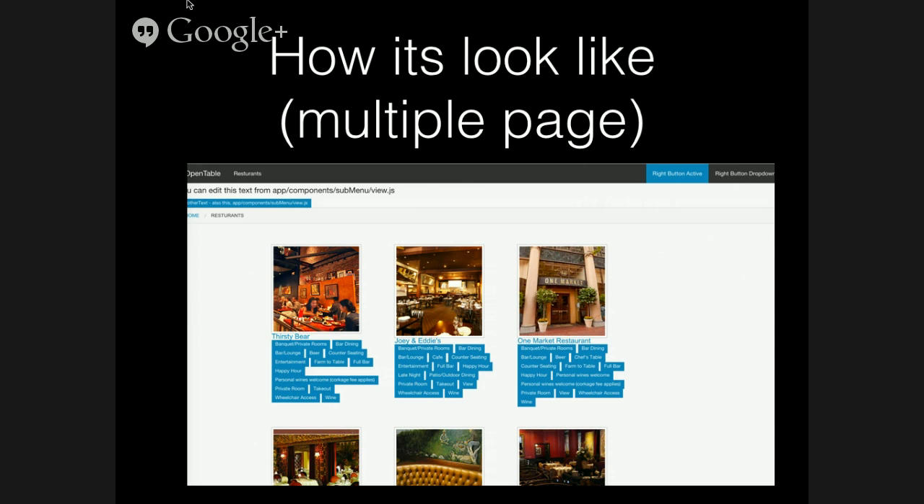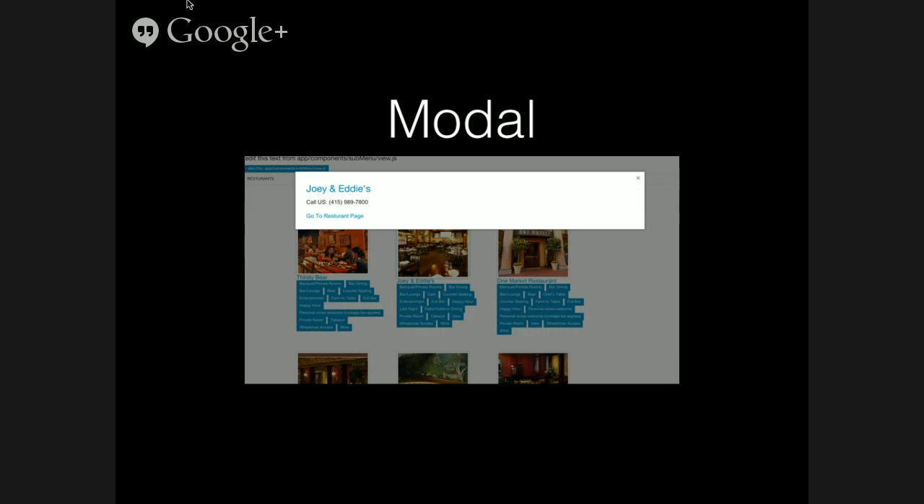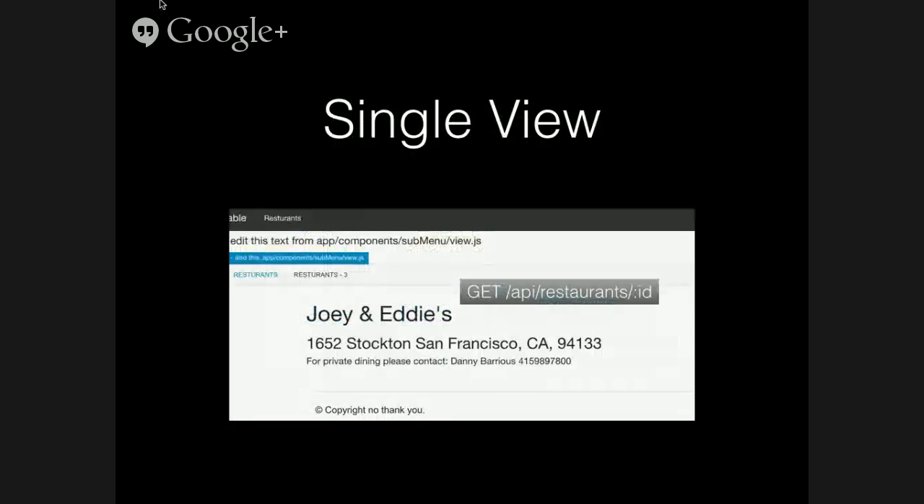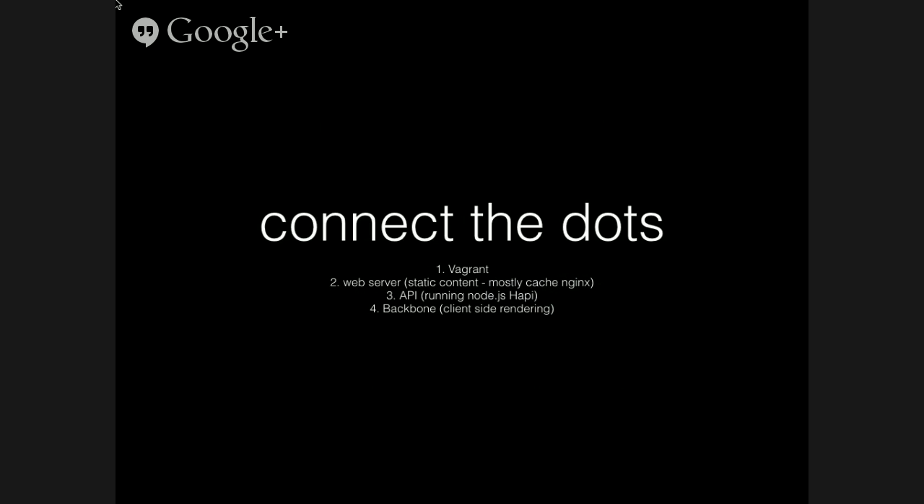That's when we have the multiple pages of restaurants. This is basically when you press on a restaurant, you get this foundation model, and then this is a single page view, which is using the get API restaurant ID. So just connecting the dots.